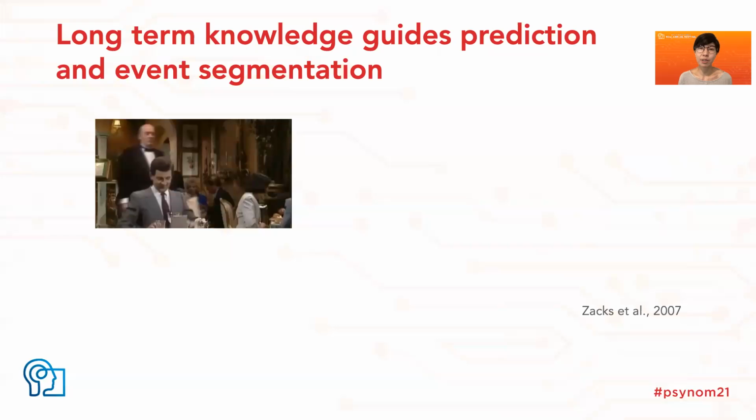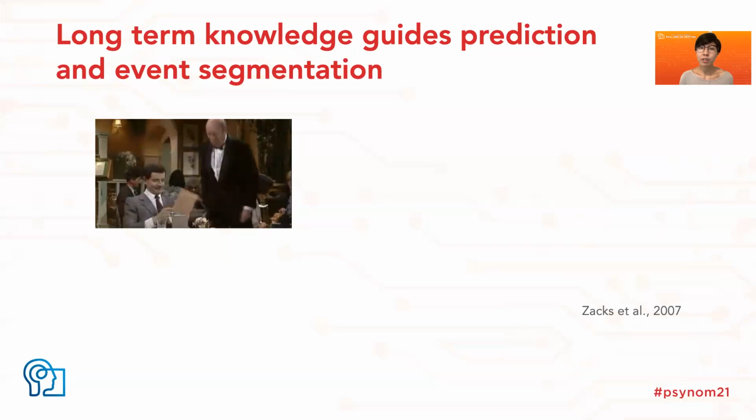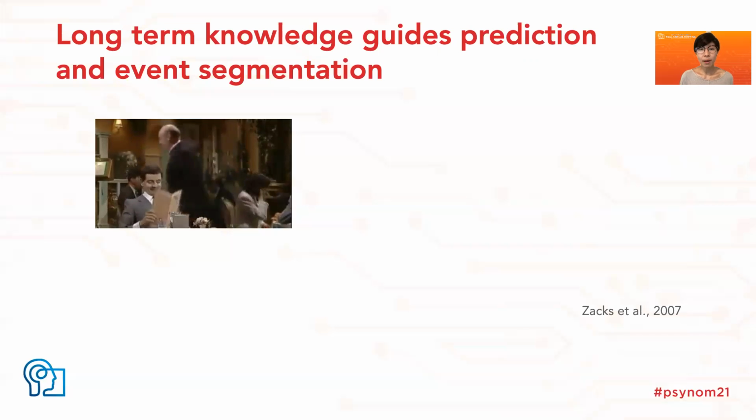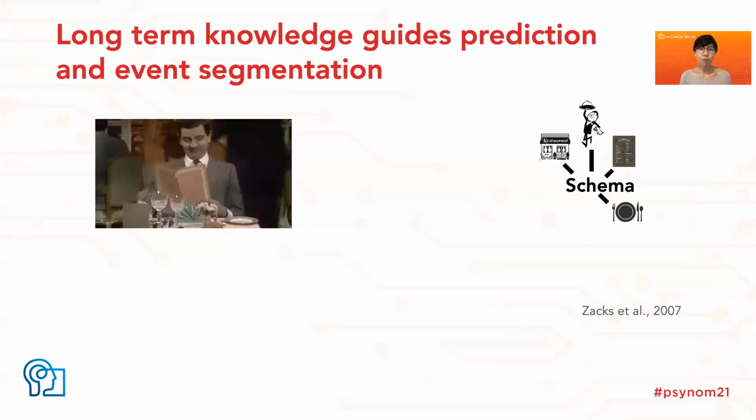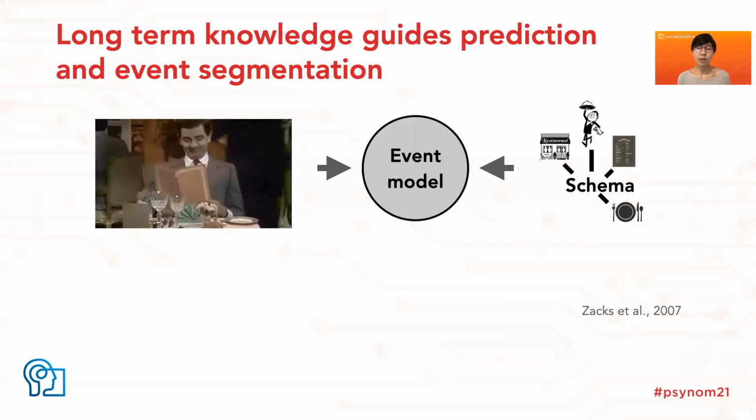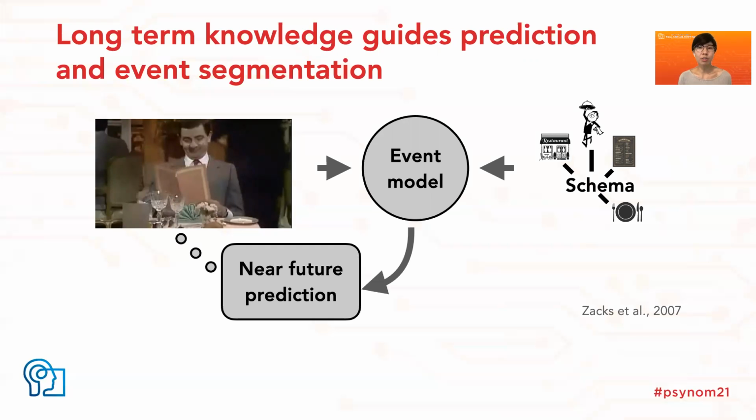According to event segmentation theory, our online perception is partly guided by our knowledge. For example, watching Mr. Bean here trying to order food, based on past experiences, we have a schema of what ordering food entails. And as we watch Mr. Bean go through the motion of ordering food, this schema integrates with the current perceptual input to form a representation of what is happening now, or an event model. This event model can then help us make predictions of what should happen next.